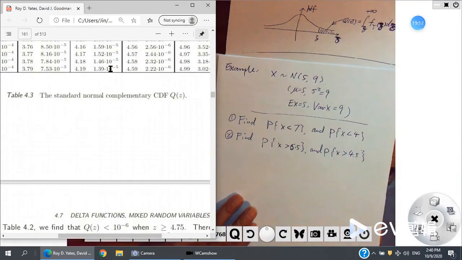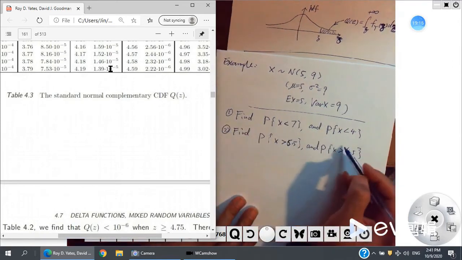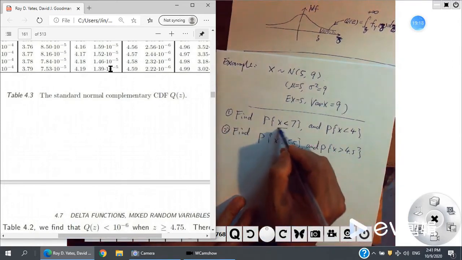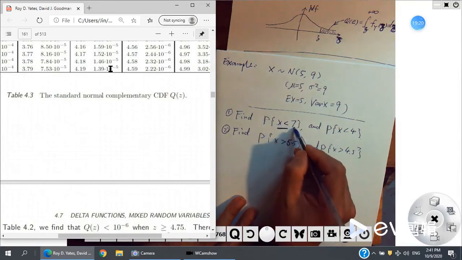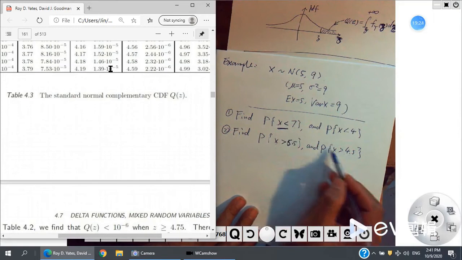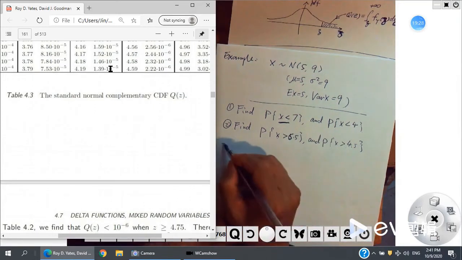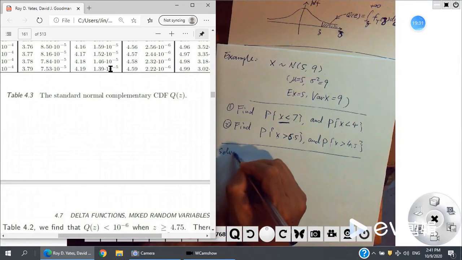So I have two different kinds of probability. One is we want X smaller than something. Second is I want X larger than some value. Right? We want to find the probability. Now how to do it? Okay, we solve it this way.